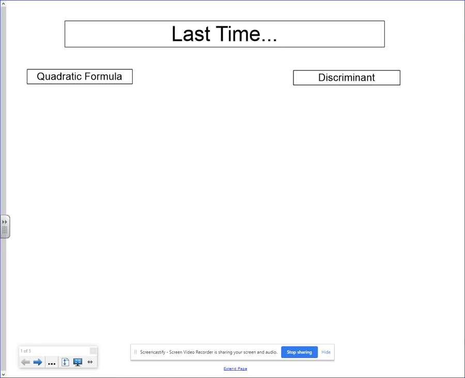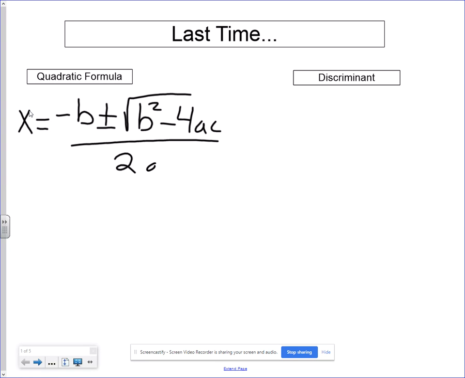So the last few times in class we've been talking about the quadratic formula as another way to solve quadratic equations. And so if we remember what the quadratic formula is, just to jog our memories here, it's x equals negative b plus or minus the square root of b squared minus 4ac all over 2a, where a, b, and c are the coefficients of a general quadratic equation, ax squared plus bx plus c.